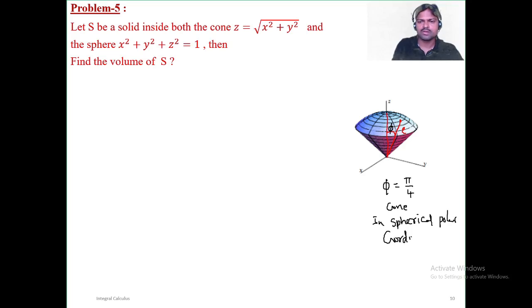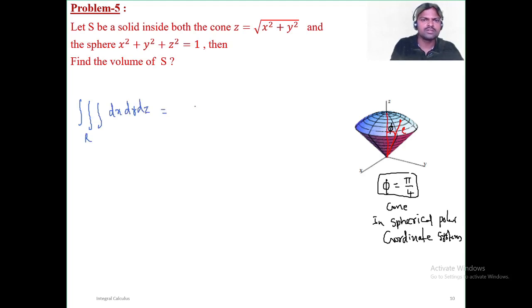The same thing I have done in the last lecture. So phi is pi by 4, starting from the z axis, therefore phi goes from 0 to pi by 4 to generate such a solid. So directly I am proceeding. Therefore the triple integration, dx dy dz over r. This is the general formula.